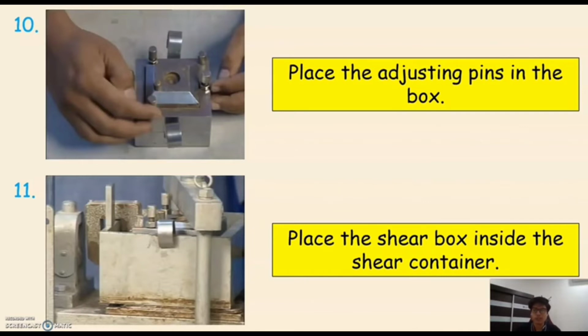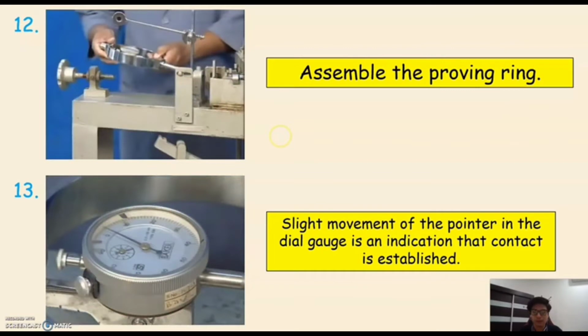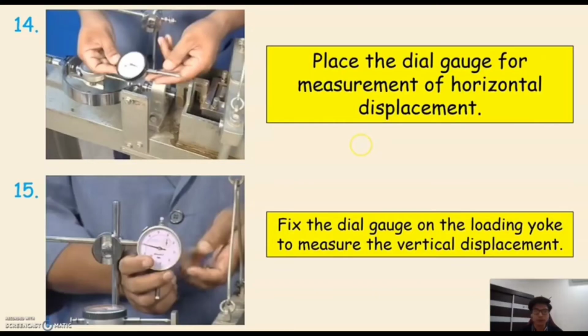Based on what I've mentioned just now, this is the shear container, and inside of it we have the shear box that we have to put inside. For step number 12, we have to assemble the proving ring, and the next one, a slight movement of the pointer in the dial gauge is an indication that contact is established. For your information, this dial gauge is actually from the proving ring that we assembled in the previous step. The 14th step, place the dial gauge for measurement of horizontal displacement.